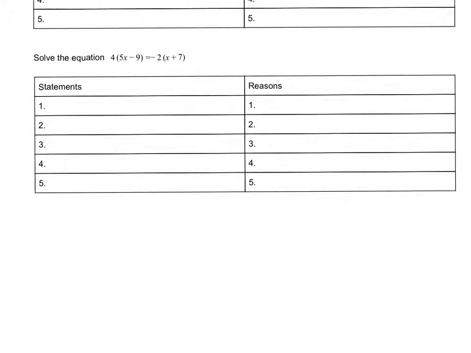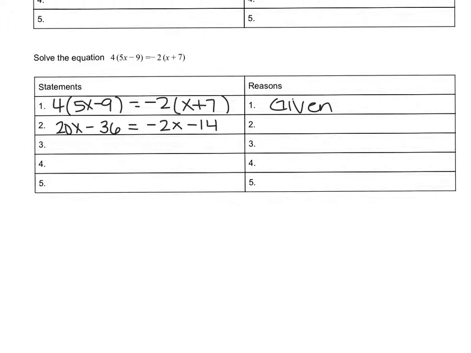Okay, the last example on this page is to solve the equation 4 times (5x minus 9) equals -2 times (x plus 7). So first statement, 4(5x - 9) = -2(x + 7), and that would be what we're given. So now I want to distribute my 4 and -2 into their parentheses. So we're going to get 20x minus 36 equals -2x minus 14, and the reason would be the distributive property.